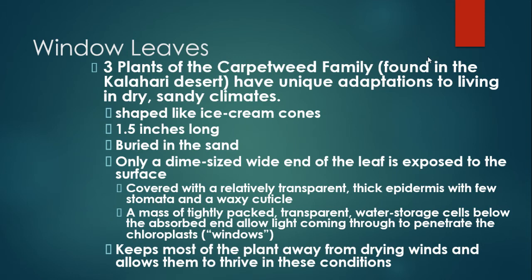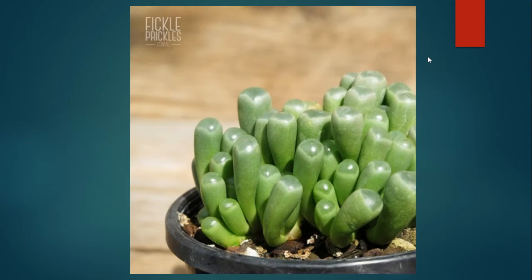A mass of tightly packed transparent water storage cells below the exposed end allows light coming through to penetrate the chloroplasts, which are like these little windows. It's going to keep the plant away from the winds, and it's going to allow them to thrive in the desert conditions. This is a succulent. It has large bulbous leaves, and this is where the water is going to be.